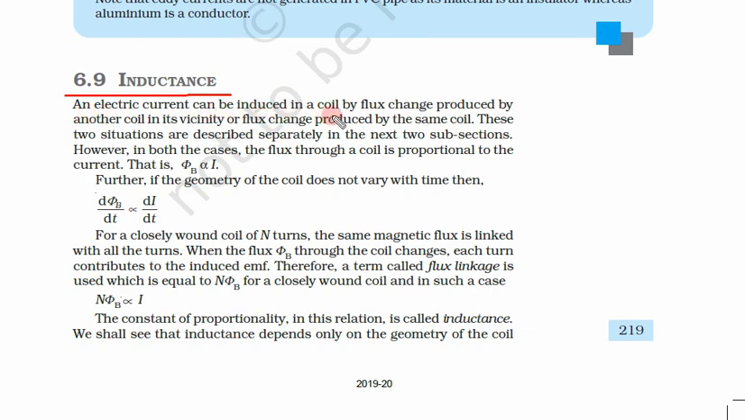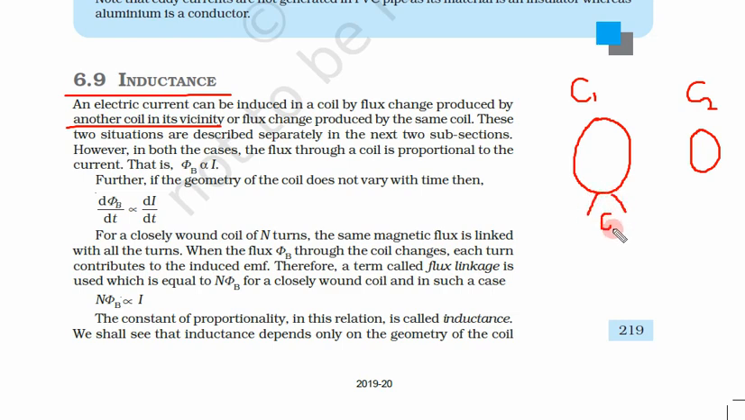An electric current can be induced in a coil by a flux change produced by another coil in its vicinity. So in Faraday's experiment, we have seen this is the first coil C1, this is the coil C2. The first coil was attached to a galvanometer and the second coil was attached to a battery. So when we move this or tap the key, a current is produced in coil C1. Second case, sometimes flux change produced by the same coil gives rise to an electric current.